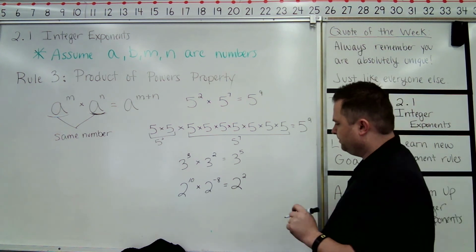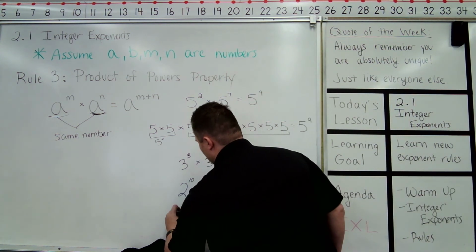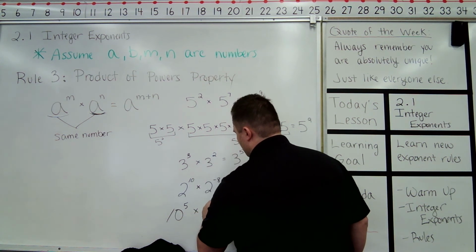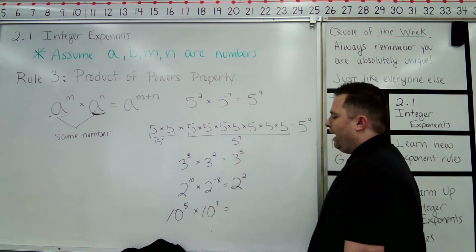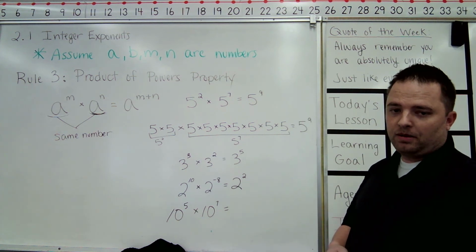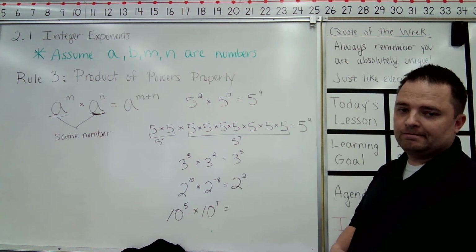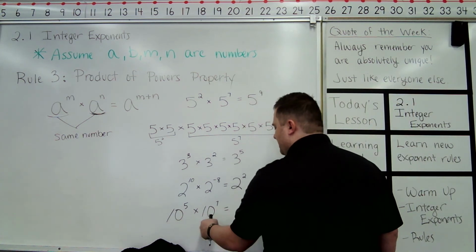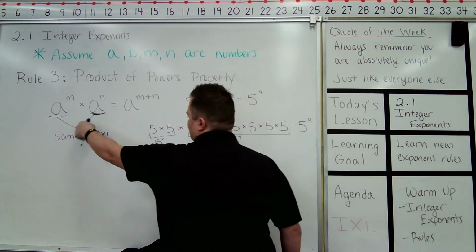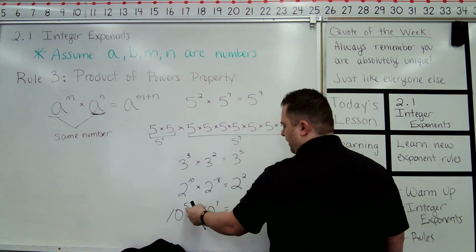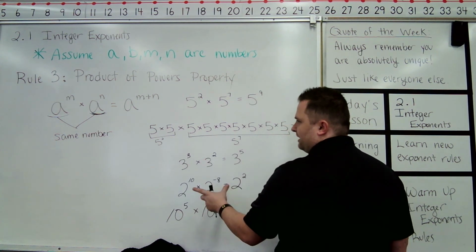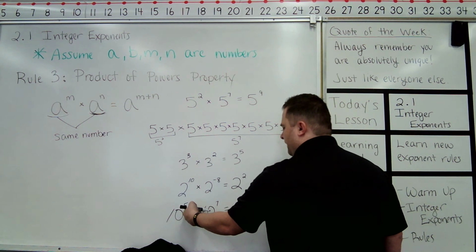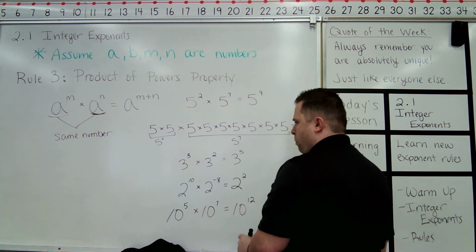One last one. 10 to the 5th times 10 to the 7th. How can you rewrite that? Pause the video, go ahead and give it a try. The bases are the same, 10 and 10. And I have exponents, a 5 and a 7. I get to add the two exponents together. 10 to the 5 plus 7 is 12.